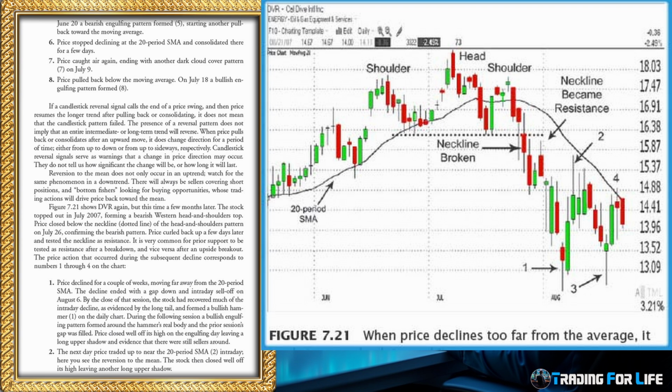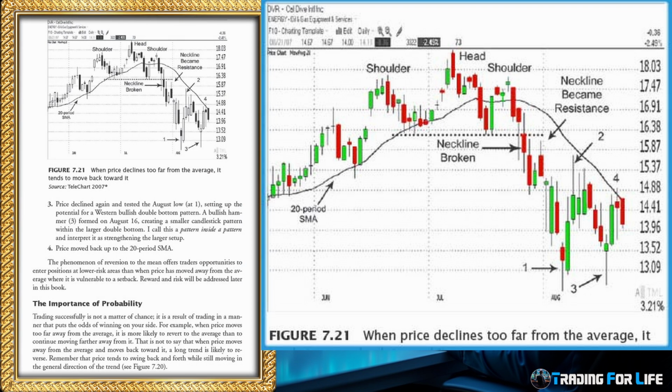The stock then closed well off its high, leaving another long upper shadow. Price declined again and tested the August low, setting up the potential for a Western bullish double bottom pattern. A bullish hammer formed on August 16th, creating a smaller candlestick pattern within the larger double bottom. I call this a pattern inside a pattern and interpret it as strengthening the larger setup. Price moved back up to the 20-period SMA.